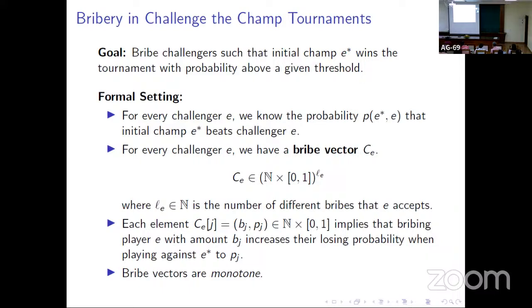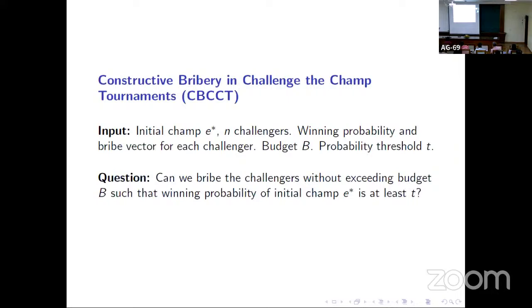So this is the setup, and this is the formal definition: in the input we have an initial champ, we have n challengers, we have a winning probability and the bribe vector for each challenger, we have some budget, and we have a probability threshold. And the question is simple: can we bribe the challengers without exceeding budget B such that the winning probability of the initial champ is at least T?